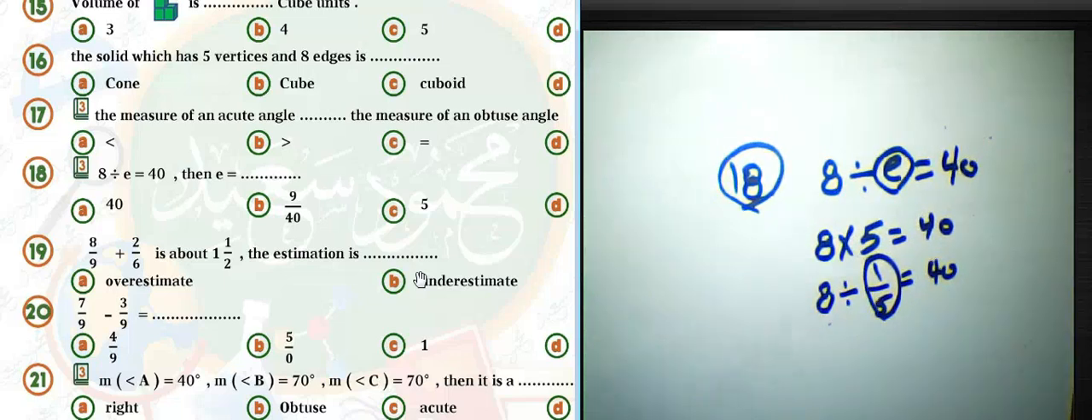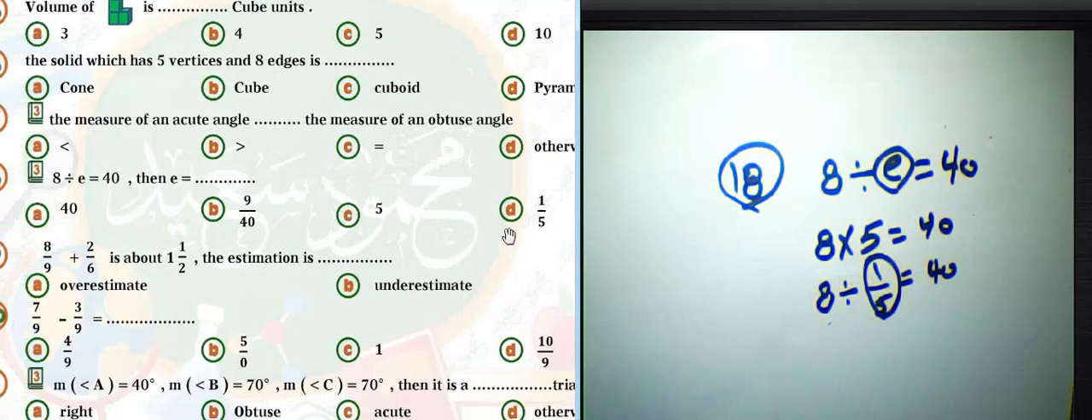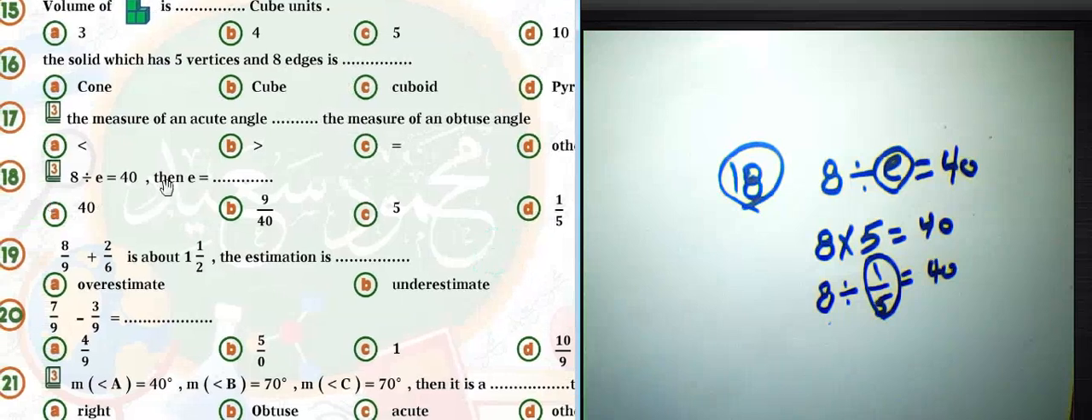Okay, my students, you understood this example. It's very easy for you. Question 18: E equals what? 1 over 5. Choose letter D. Question 19.